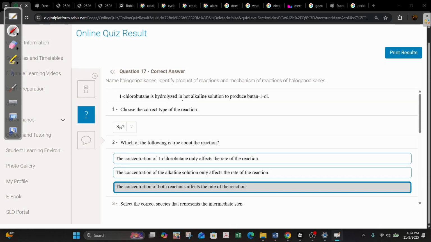1-chlorobutane is hydrolyzed in hot alkaline. What is the type of mechanism? Okay, so a halogenoalkane turning into an alcohol. What is the reaction called? Oh yeah, nucleophilic substitution reaction. This is a nucleophilic substitution reaction. So butane: methane, ethane, propane, butane with chloro here. The chloro is on the first carbon.